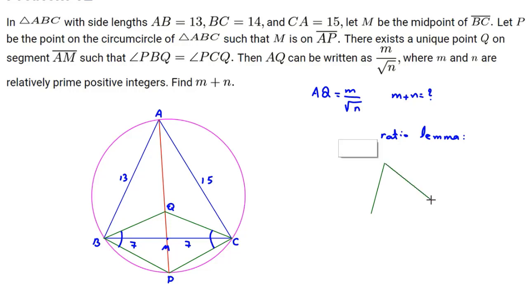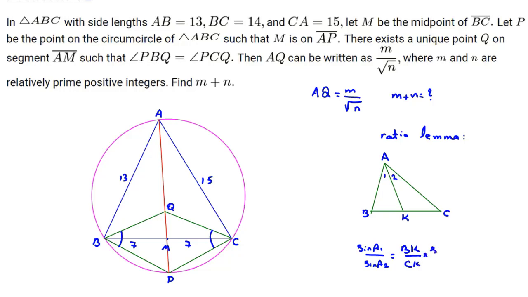Let me tell you: what if we have a triangle ABC and any point, for example K, on side BC. Then sine A1 over sine A2 equals BK over CK times sine B over sine C. And also, instead of sine B over sine C, you can say BK over CK times B over C.